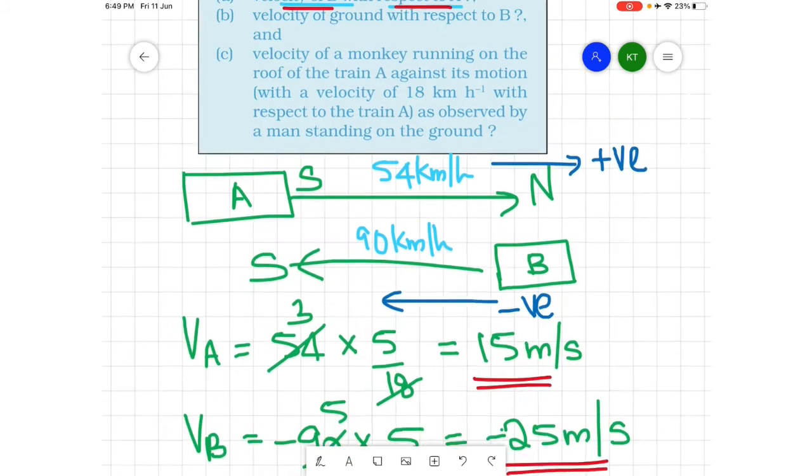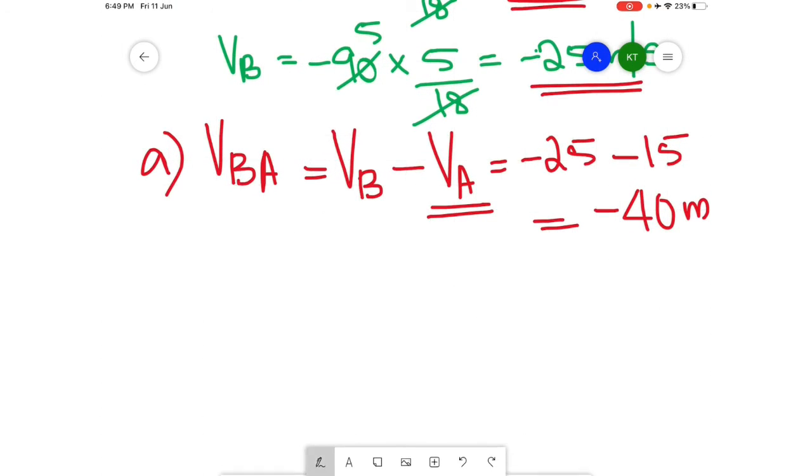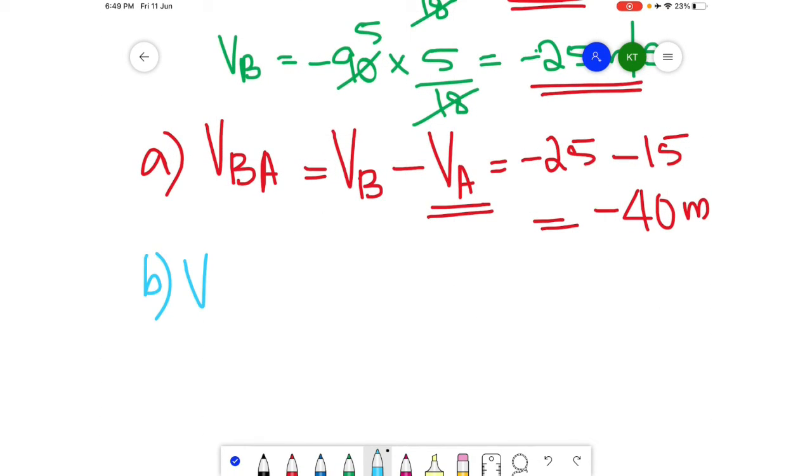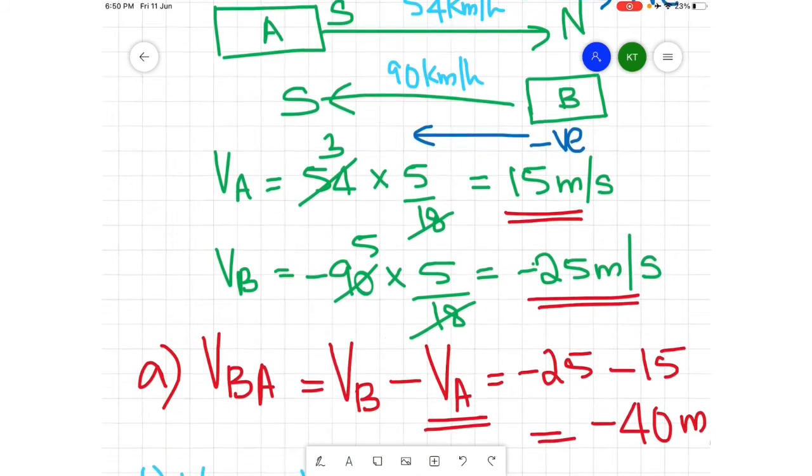This was the A part. Now, what is the B part of the question? Velocity of ground with respect to train B. So this will be velocity of ground minus velocity of train B. What is the velocity of ground? Ground is at rest, so this will be 0. Minus, what is velocity of B? It is negative 25 meter per second. So this will give us the final value of 25 meter per second.